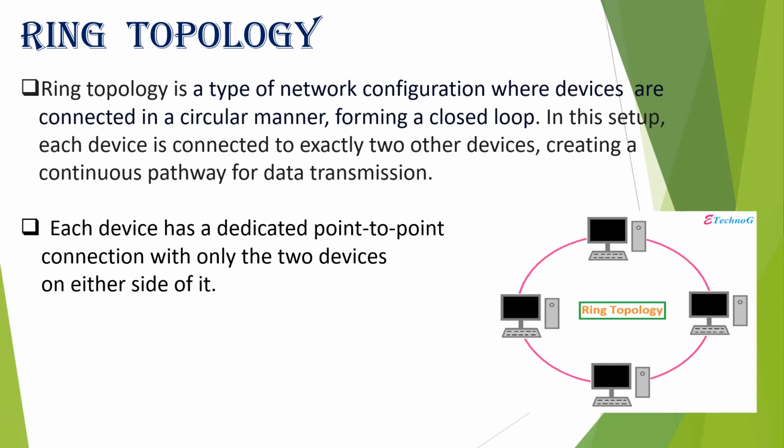Ring topology. Ring topology is a type of network configuration where devices are connected in a circular manner, forming a closed loop. In this setup, each device is connected to exactly two other devices, creating a continuous pathway for data transmission. Each device has a dedicated point-to-point connection with only the two devices on either side of it.